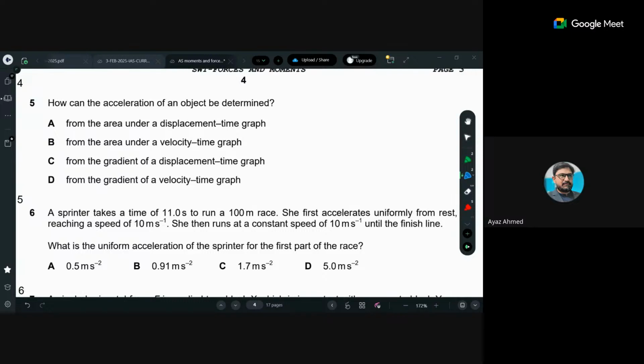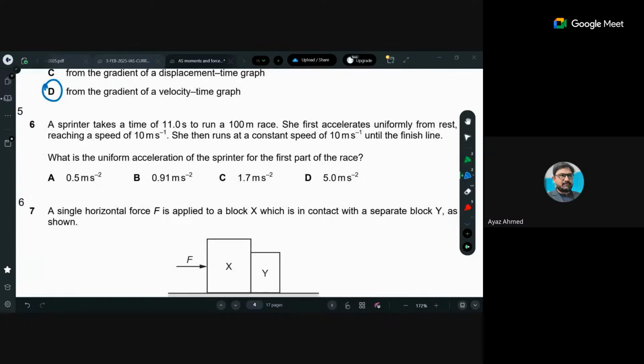So the next is, how can the acceleration of the object be determined? From the area under the displacement graph, from the area under the velocity time graph, from the gradient of the displacement time graph, from the gradient of the velocity time graph. Oh my god, what an easy question that is. Option D would be the correct one.